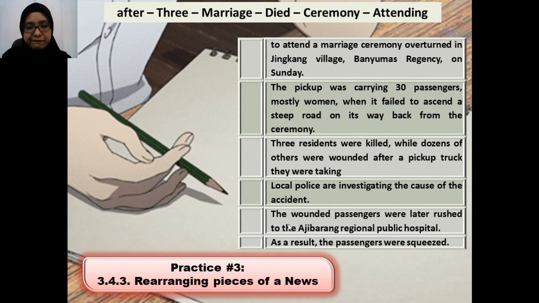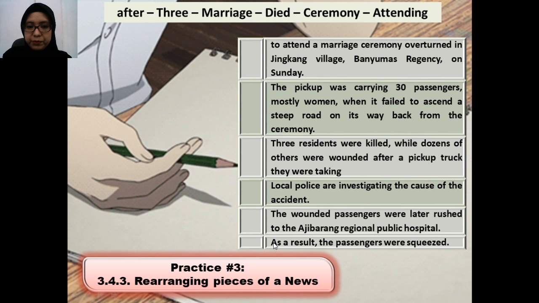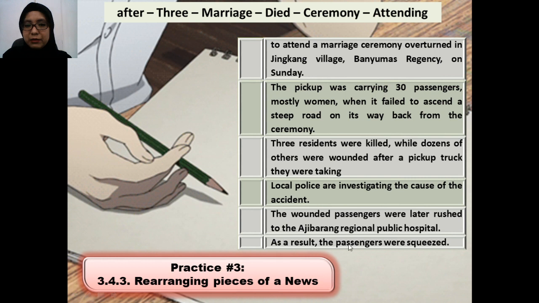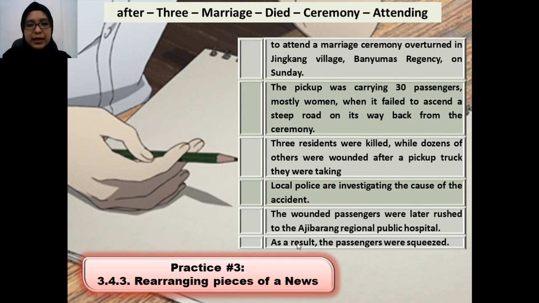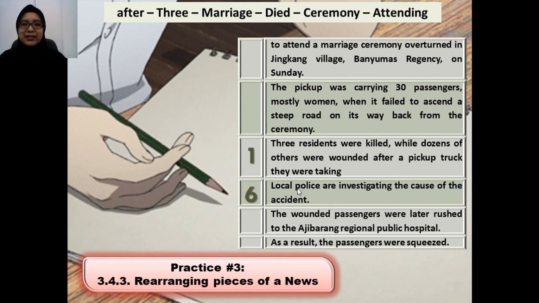The last row, the last one, the last piece. As a result, the passengers were squeezed. Oke, ini kayaknya bagian dari sebuah detail berita, jadi tidak mungkin this one as the one to start. So, where was it? Kira-kira yang tadi cocok mengawali, yaitu this one. Ya. So, this is number 1. And I think the last one should be this one. Nah, itu ya. Silakan dibaca lagi.